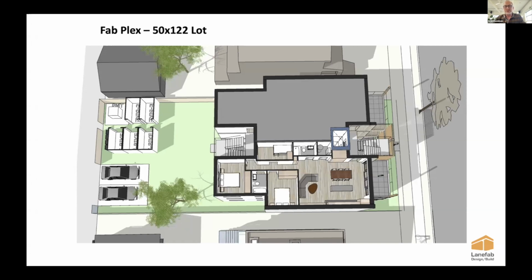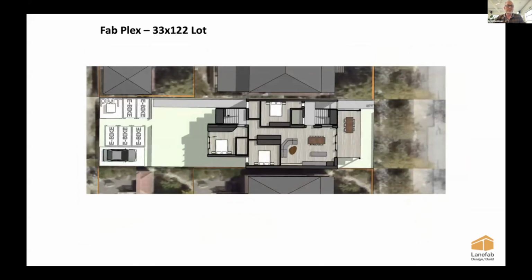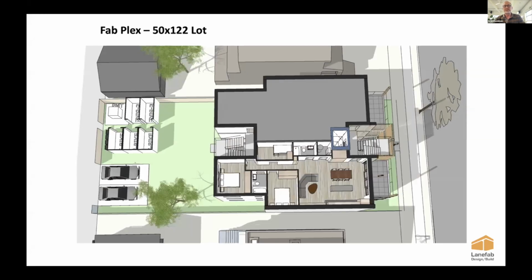Having them be accessible. In Vancouver, we have to have a second egress stair. So we're in Vancouver, we have these 33-foot lots and 50-foot lots. Those are a typical urban fabric. We can work on both.